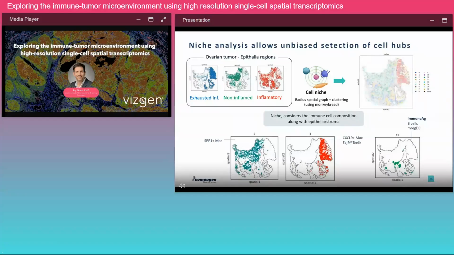In the bottom left, we have a region with less inflammation. We have SPP macrophage enrichment, which are known to be suppressive macrophages, so this makes sense. In the middle, we have a niche composed of more inflammatory CXCL9 macrophages and exhausted and effector T cells. So this is a nice way to detect this combination of cells in a unique surrounding. On the right, we can again detect the immune aggregates using this niche approach, and we can see B cells and mature dendritic cells found in close proximity.